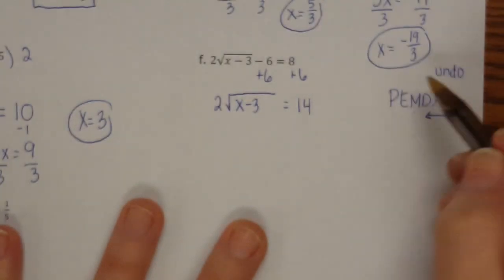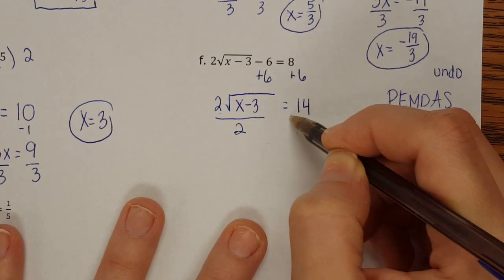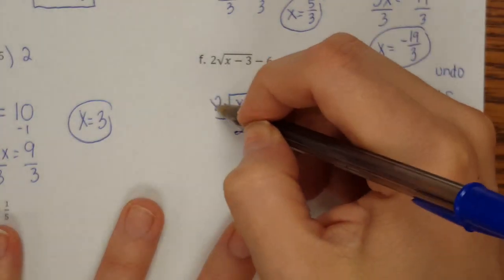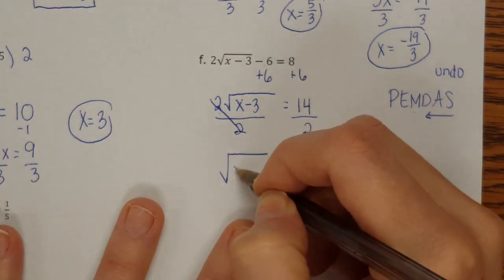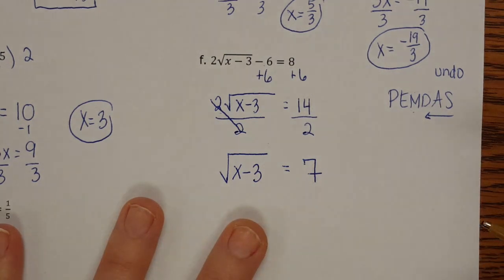Now I'm going to do the multiplication or division. So now I'm going to get rid of the 2. So I'm going to divide both sides by 2, because this is 2 times the square root. So now the 2's will cancel out. So I have the square root of x minus 3 equals 7.